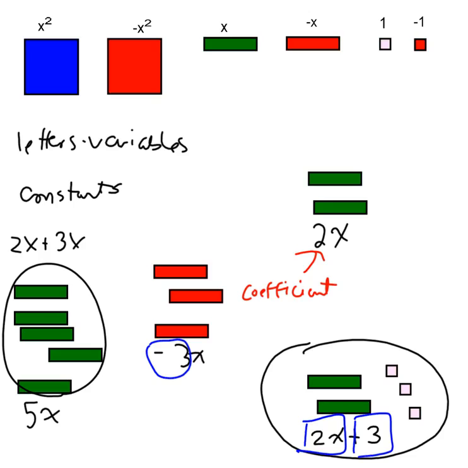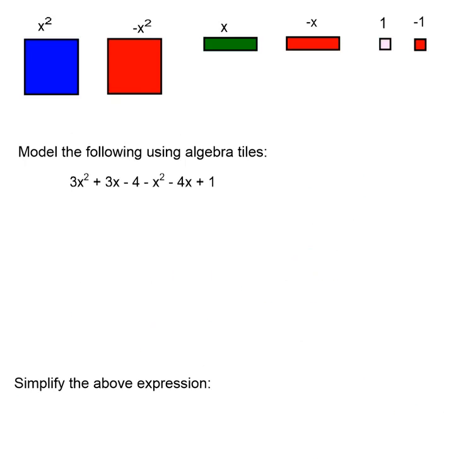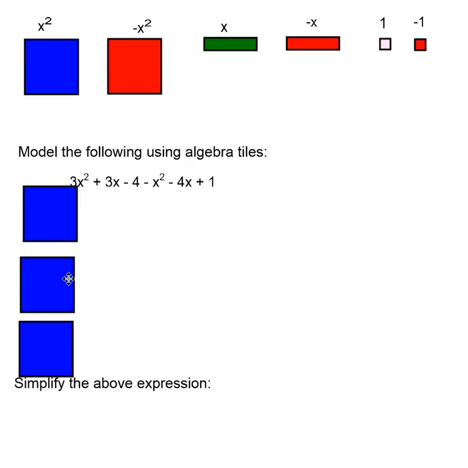What we're going to do now, though, is look at how do we put these terms together? How do we create expressions and then collect our like terms together? So for example, if it asks you to model this using algebra tiles, so 3x squared, what that's asking you to do is to take 3x squared tiles, then we're going to add 3x tiles.